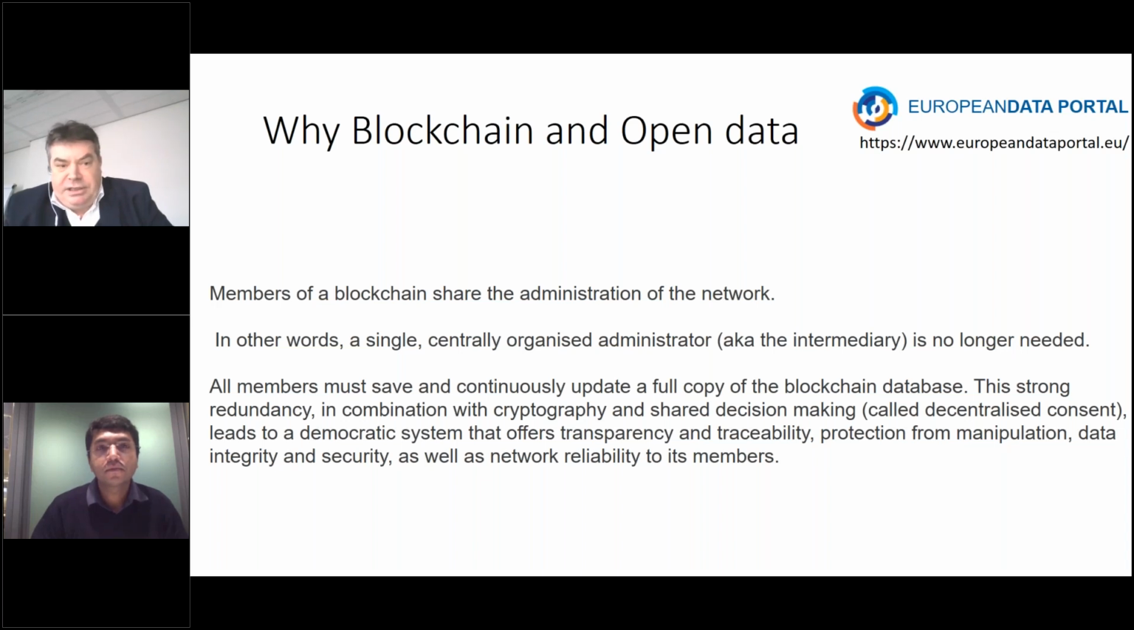A clear difference about blockchain is that the blockchain members share the administration of the network. And this means you don't need a centrally organized administrator. As a result, there's a strong redundancy in the system because each member has a full copy of the blockchain database, so it's decentralized. It's more democratic because it's not centralized in that way. It's spread across the members. It offers transparency and traceability, which, of course, is a key part of open data. And it can work together with that to ensure that data integrity and security, even on open data systems, can be conserved by having blockchain as a backup reference point.